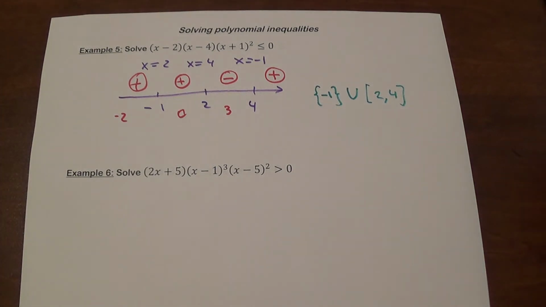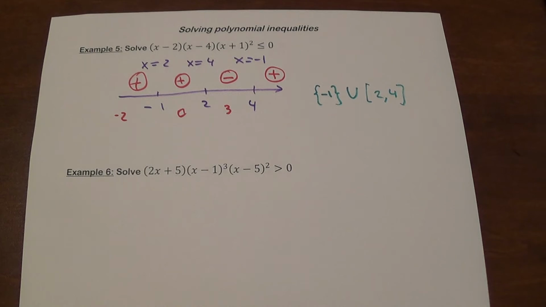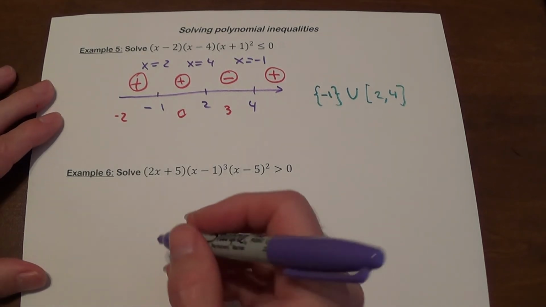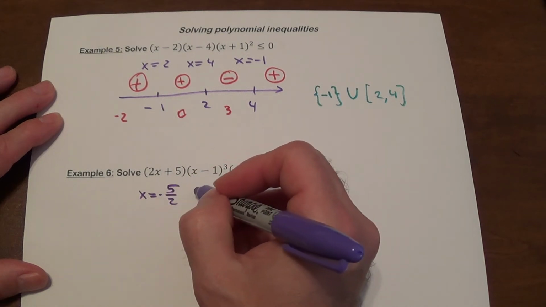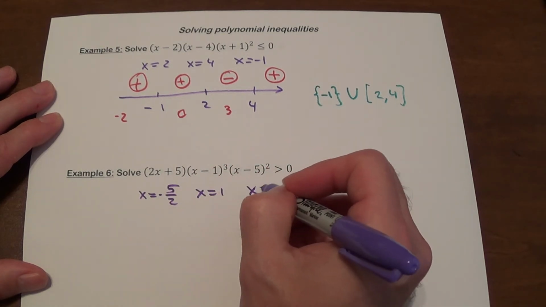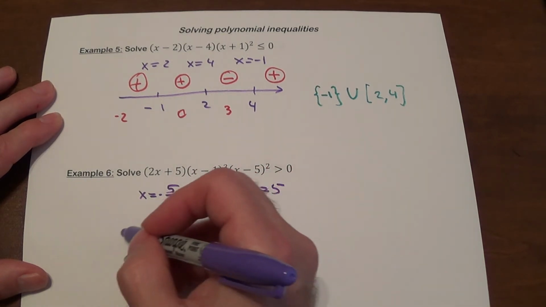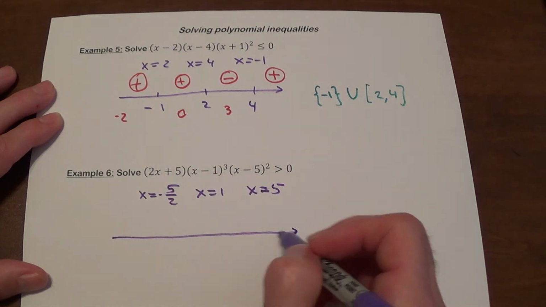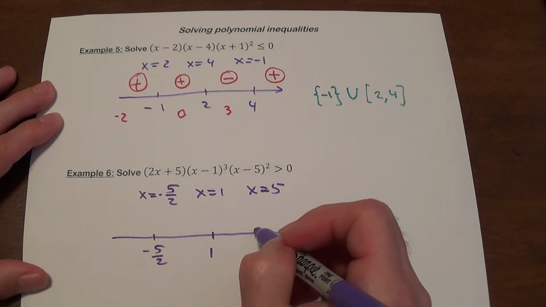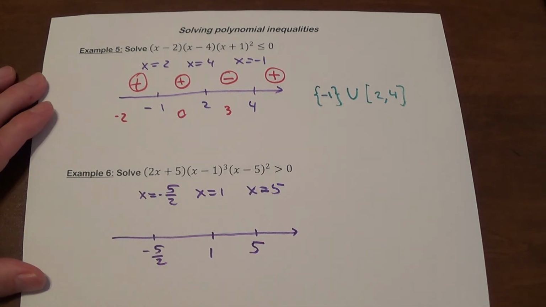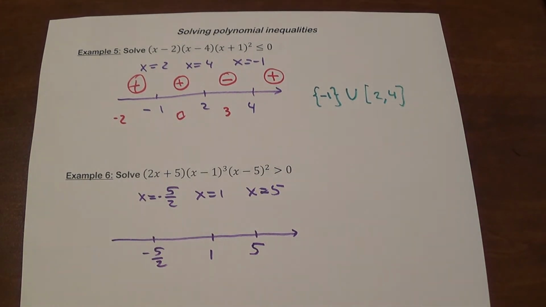Alright, let's take a look at the next problem. So we have what? We have x equals -5/2, x equals 1, and x equals 5. Negative 5 halves, 1 and 5. Alright, let's see what happens with signs here.